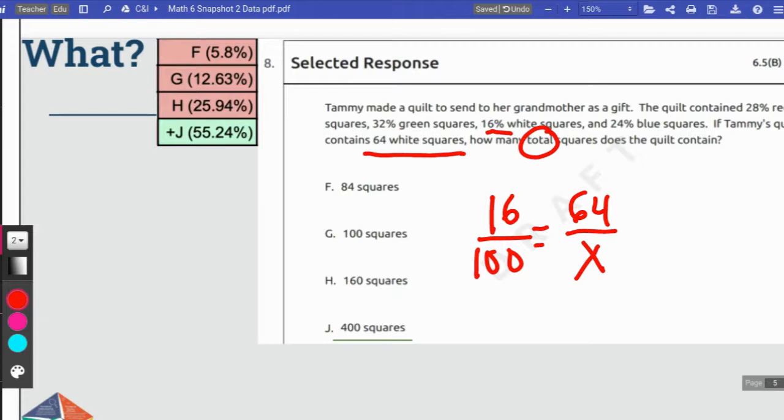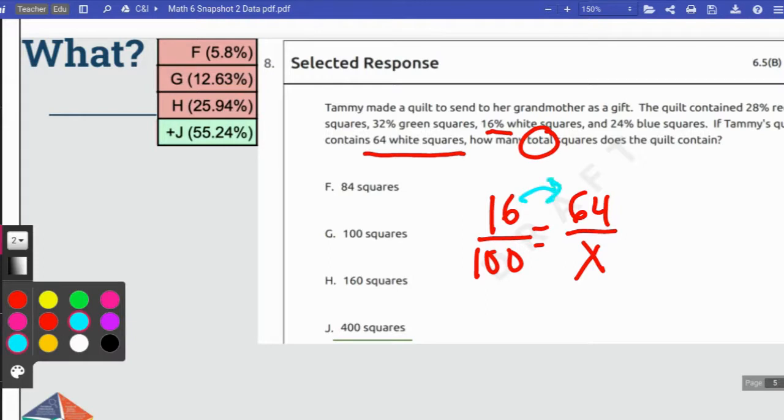Then again, I remember this is math 6. Math 6, you don't do cross multiplication. You do scale up or scale down. In this particular case, we will scale up. It looks like by 4. Therefore, multiply by 4. We get 400 as the correct answer.